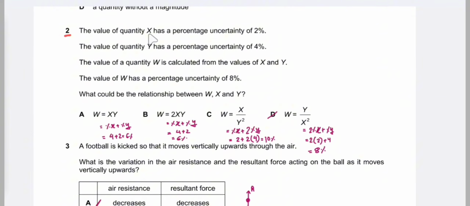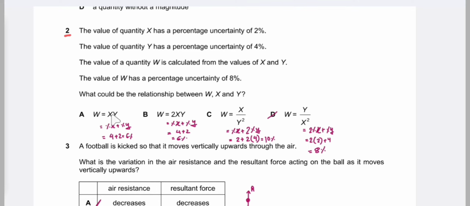2. The value of quantity x has a percentage uncertainty of 2%. The value of quantity y has a percentage uncertainty of 4%. The value of quantity w is calculated from the values of x and y. The value of w has a percentage uncertainty of 8%. What could be the relationship between w, x and y?